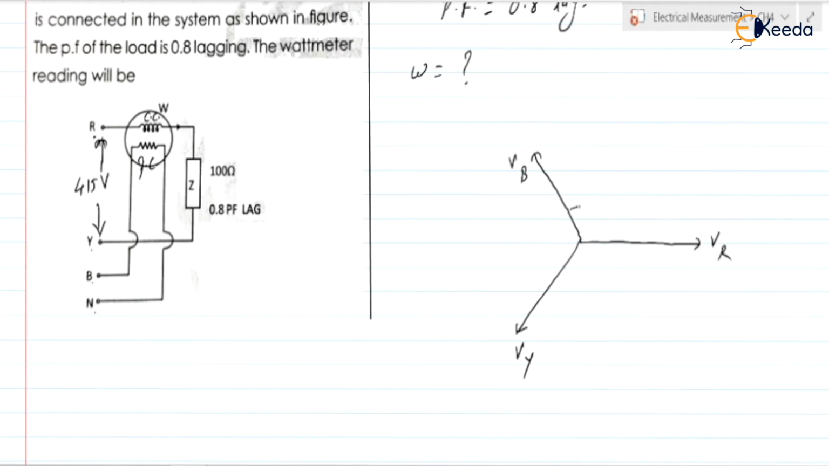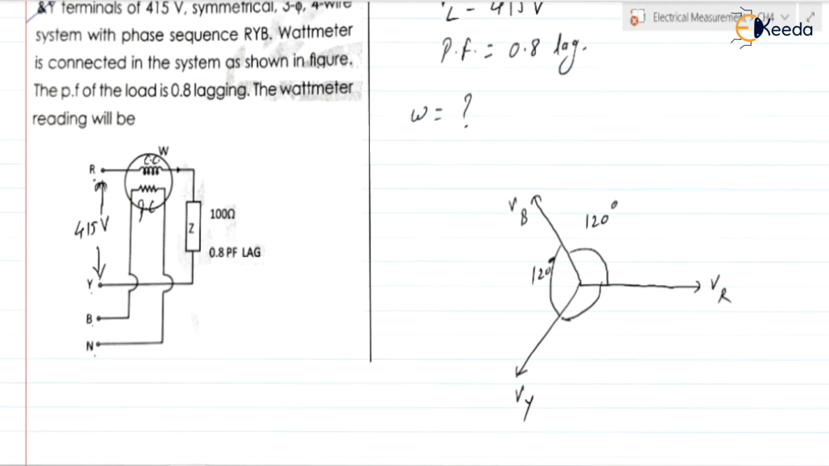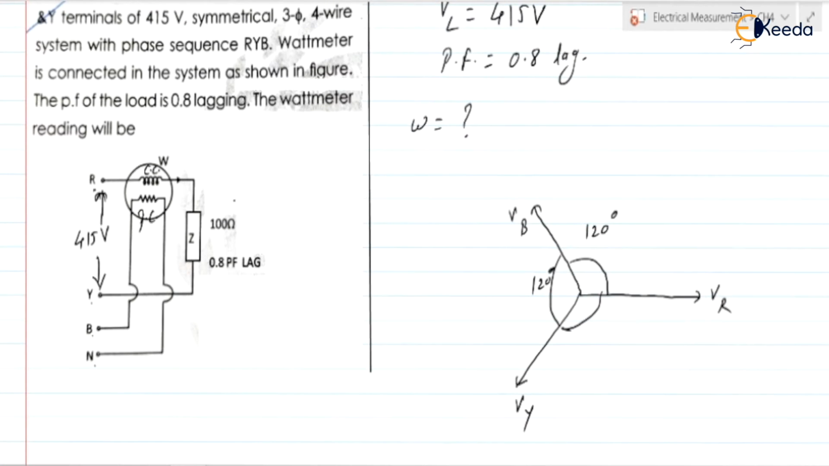Okay, so these angles are 120 degrees. 120, 120, and here it is also 120 degrees. Next, now if we want to find the reading of the wattmeter, as we know, the reading of the wattmeter is nothing but the product of the voltage across the potential coil and the current flowing through the current coil.